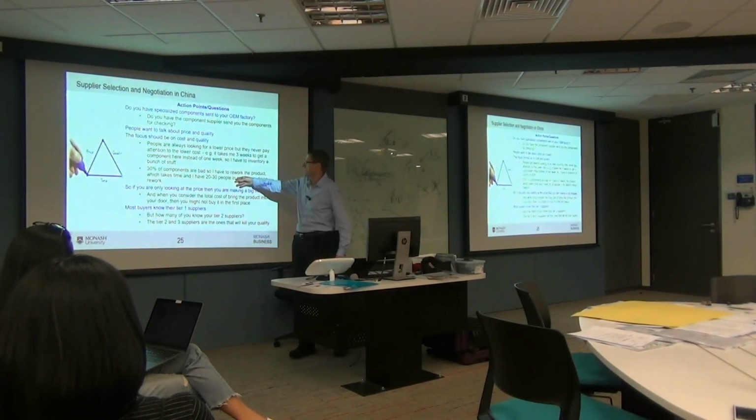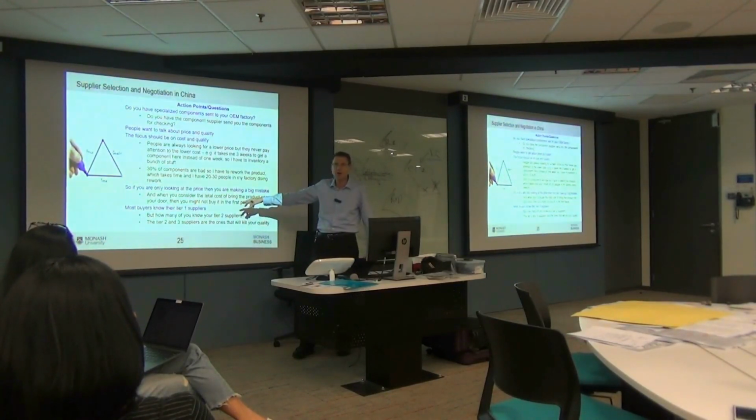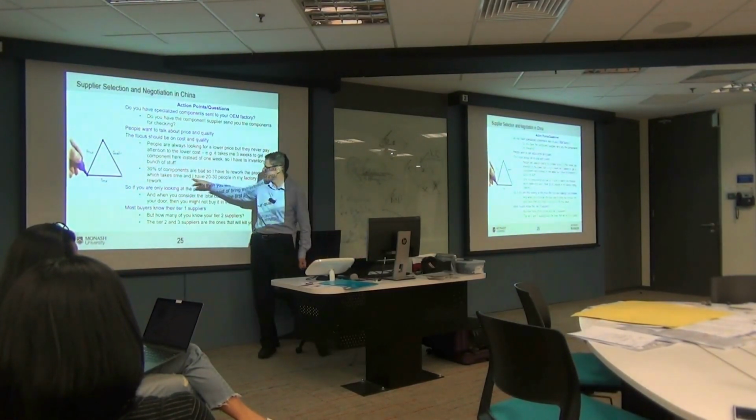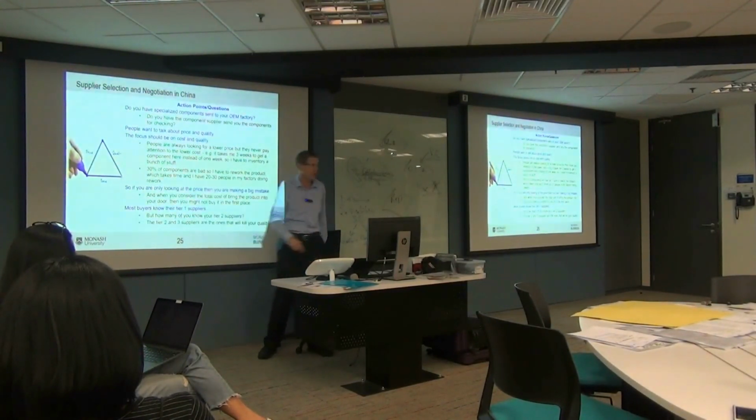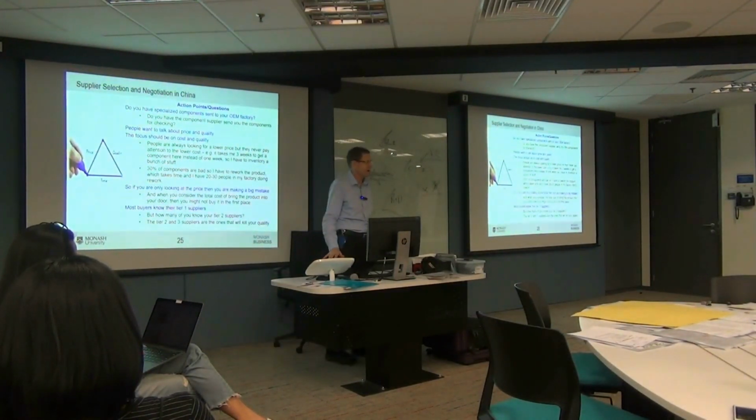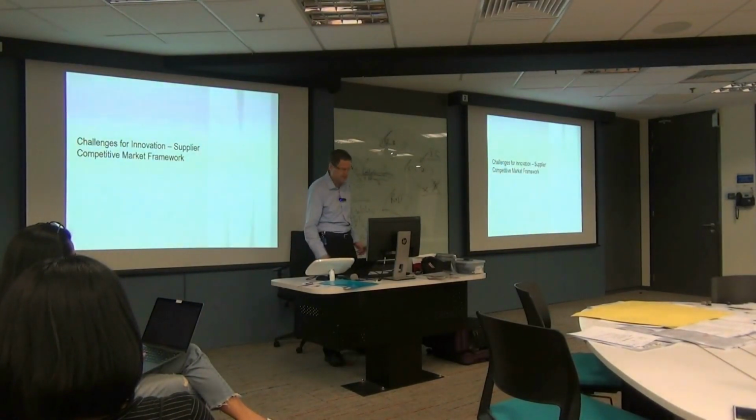Some more examples here. 30 of the components were bad, so I have to rework the product, which takes time. I have 20 or 30 people in my factory doing rework. Wow. Anyone that knows Six Sigma operations management, this is a death knell for any factory where you've got people doing rework. Okay, that's not value added at all. Anyone study management accounting? This is a non-value added activity. Okay, so you wouldn't even touch that.